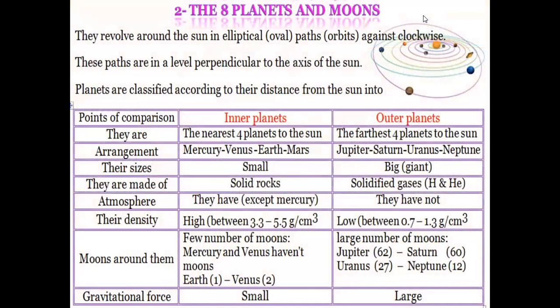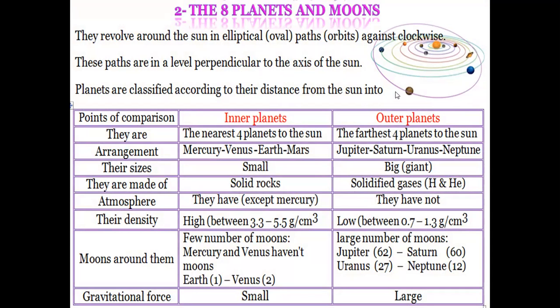Number 2, the planets. Planets revolve around the sun in a fixed orbit. This orbit is shaped oval or elliptical. Look at the shape of the orbit in which the planets revolve around the sun. It looks oval, or elliptical.